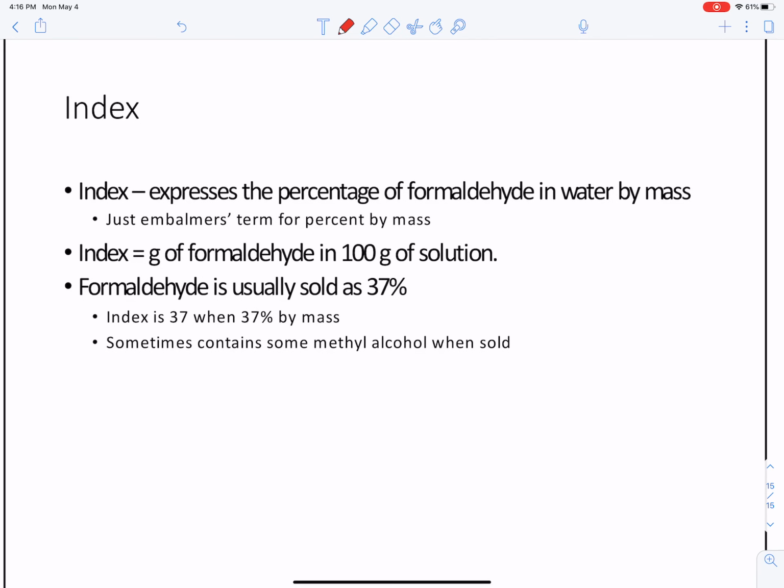But you're going to be messing with index. Index is the embalmer's term for percent by mass. So this is the way you're typically going to be using this. Index is grams of formaldehyde in 100 grams of solution. So if we're using a concentrated formaldehyde solution, which most of the time you're not, you'll be using a dilution of some sort. We say that a concentrated formaldehyde solution has an index of 37.